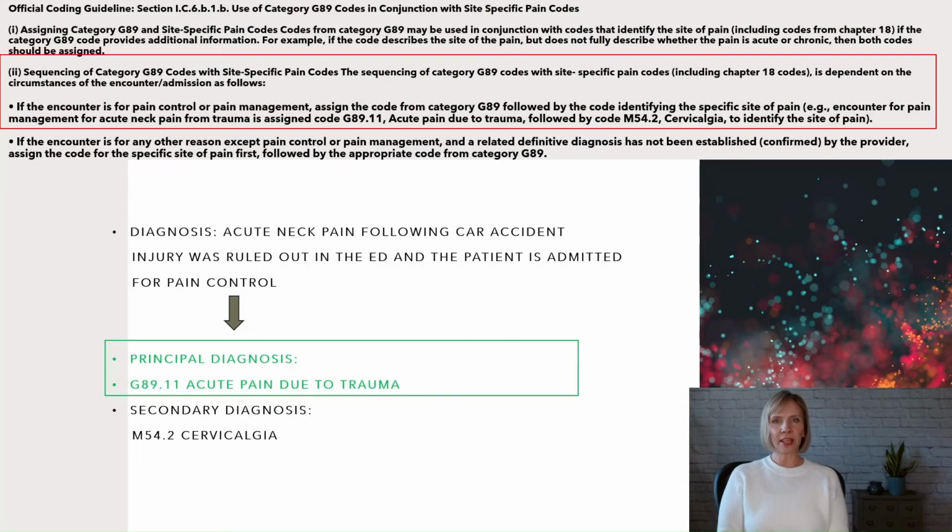The sequencing of category G89 codes with site-specific pain codes depends on the circumstances of the admission. If the purpose of the encounter is to control or manage the pain, you should assign the appropriate code from category G89 as the principal diagnosis, and then add the code that identifies the specific site of the pain as a secondary diagnosis. For example, if the encounter is for pain management of acute neck pain caused by trauma, you would assign the code for acute pain due to trauma as the principal diagnosis, followed by the code for the neck pain as a secondary diagnosis in order to identify the site of the pain.